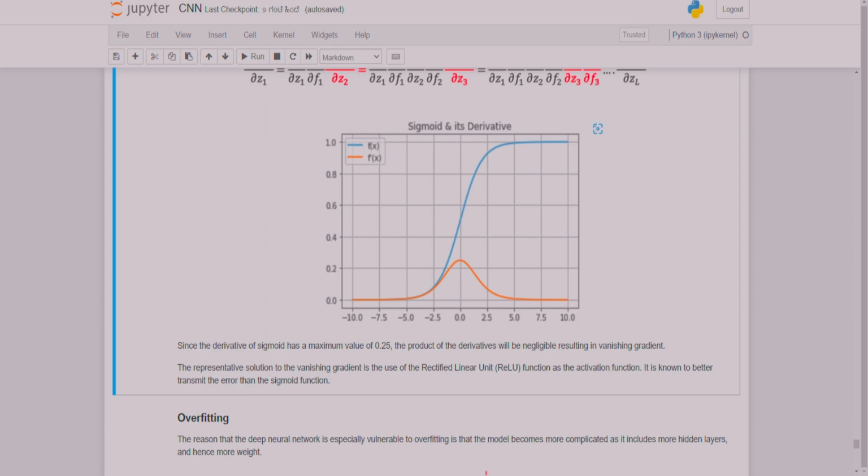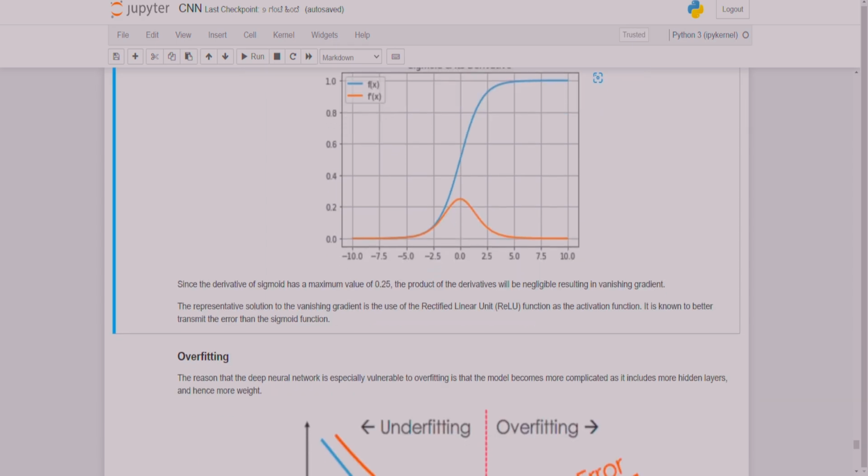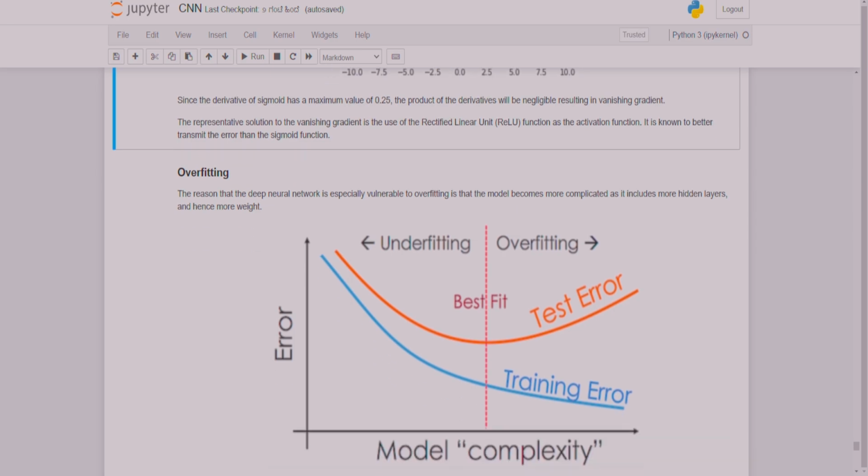Okay, then let's move further. The second problem, again, we are going to see this when we simply increase the number of hidden layers. It's not just that, even in deep learning we have this problem, because deep learning has a lot of hidden layers. So what's the fundamental problem? The fundamental problem is, the term is overfitting.